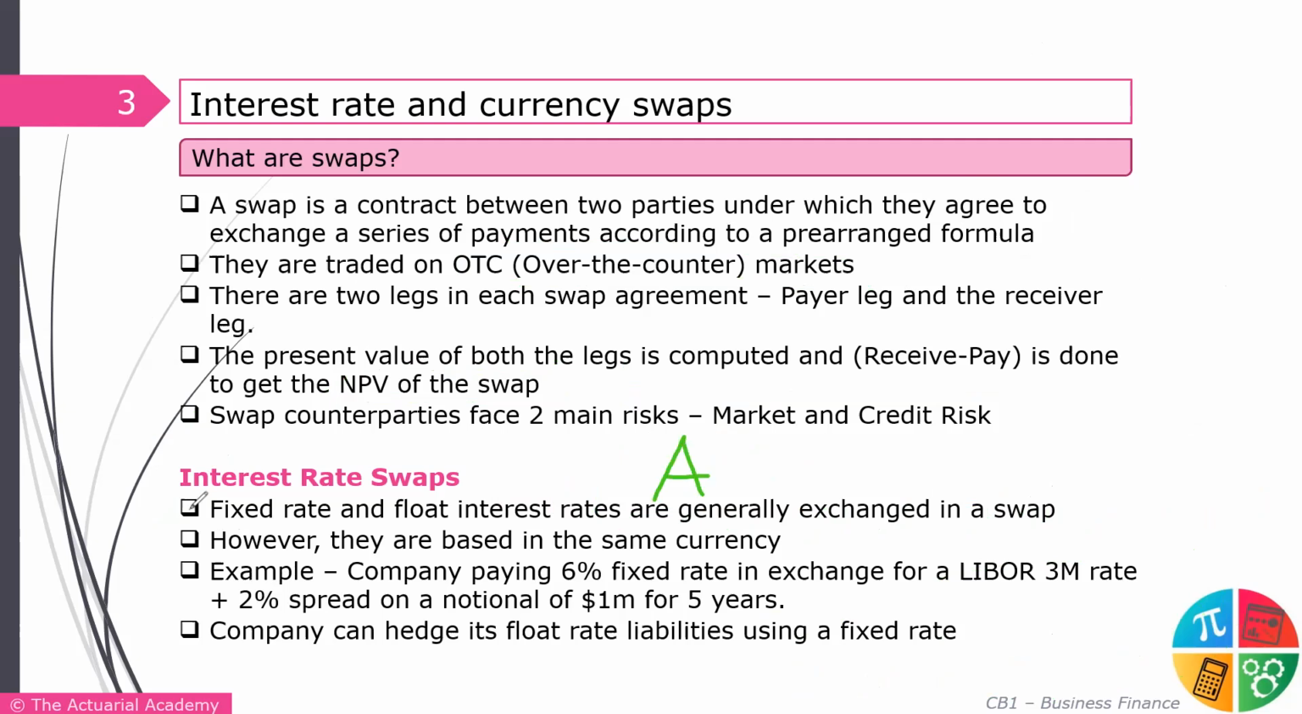This is party A. This is party B. Party A will pay 6%. This is just a dummy example. The numbers are dummy. 6% is dummy.